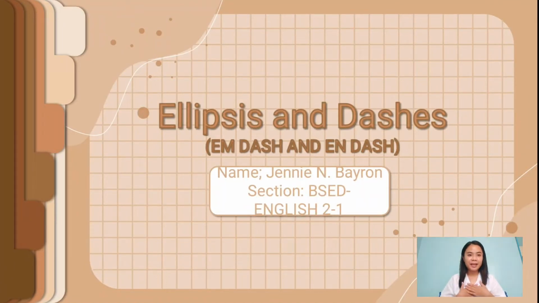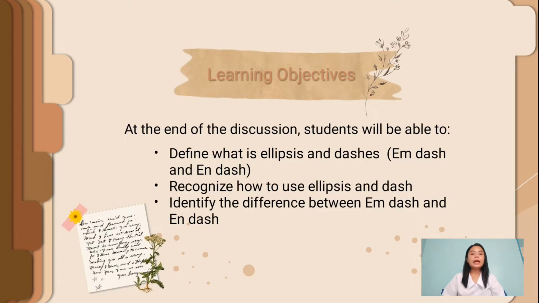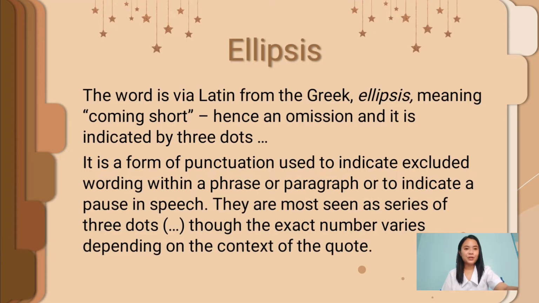I am Jenny and Byron, and in this video, I'm going to discuss the ellipses and dashes, the M dash and N dash. Before we start, let us have here the learning objectives. At the end of the discussion, the students will be able to first define what is ellipses and dashes, the M dash and N dash. Second, recognize how to use ellipses and dash. And third, identify the difference between M dash and N dash. Without further ado, let's start.